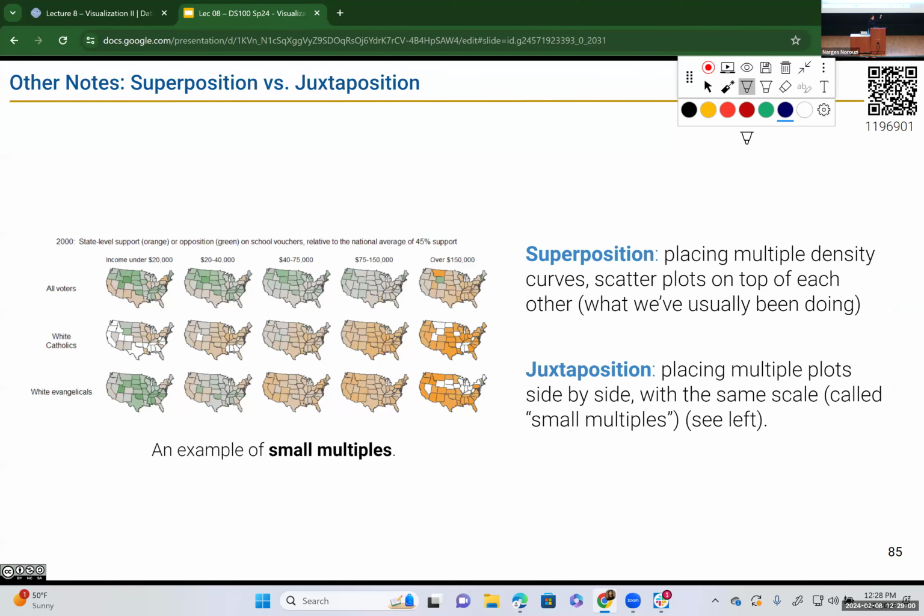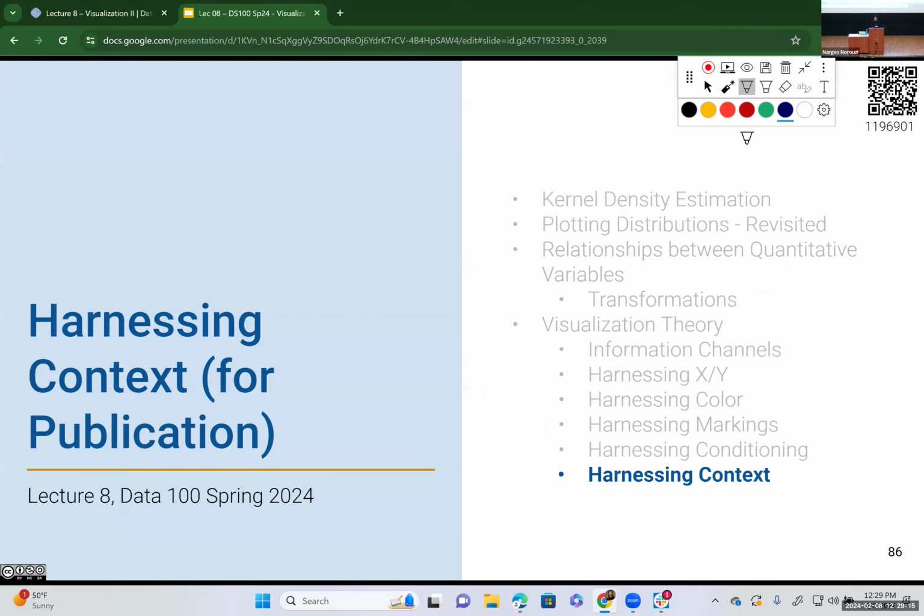So I talked about superposition. There are cases where we might want to put conditions next to each other. That's called juxtaposition. So this is the case where we use juxtaposition to put multiple things together in different conditions so that we can visually see the differences between them.